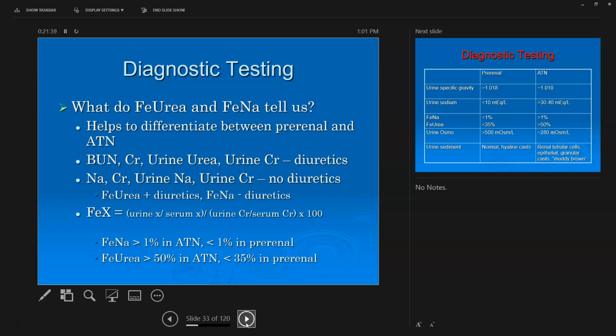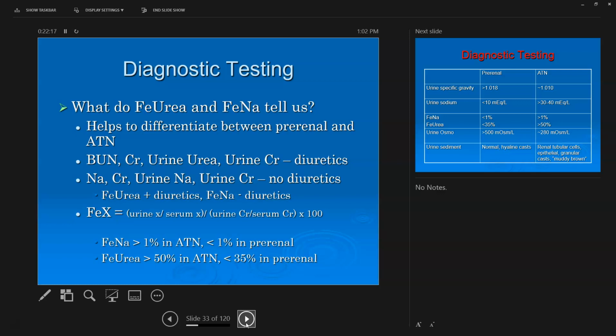And so there's two different calculators that we'll use, and this helps us determine whether or not it's pre-renal or ATN. That's your question. So the fractional excretion of urea is for patients that have been on diuretics, and the fractional excretion of sodium is for somebody that has not been on diuretics. And you can see the formula down there. You can just Google MDCalc and you can find these two calculators pretty easily.